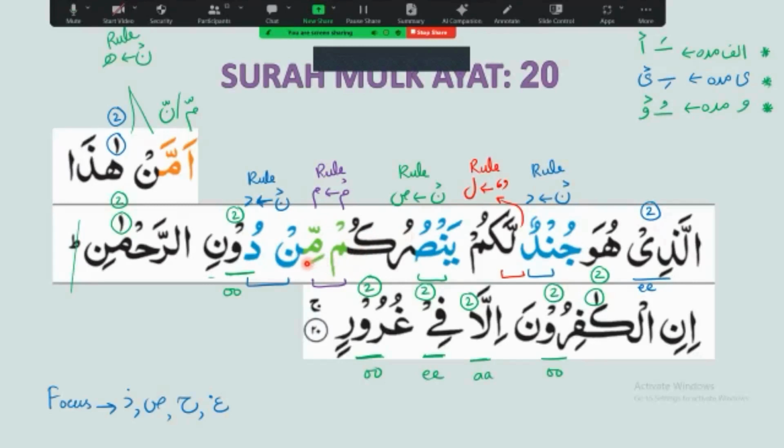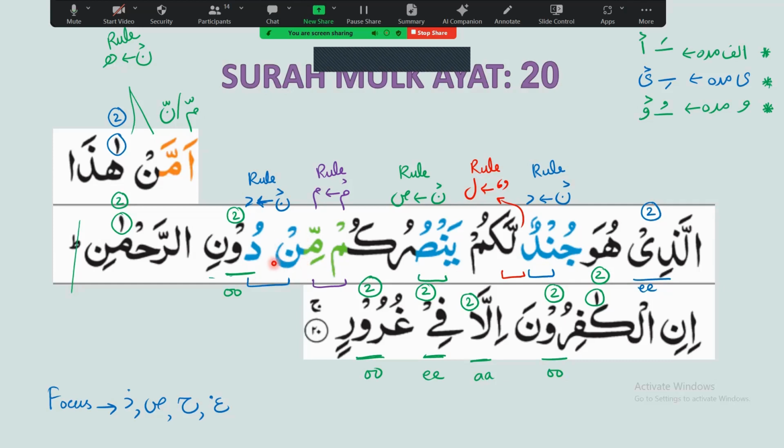So, another rule after that, which is like you see a noon sakin here in min. After the noon sakin, you see a letter dal. So this is the same rule as here, ikhfa rule in ya or in ju. We will do the same here and say min dunihi. Ikhfa means hiding the sound of noon here.